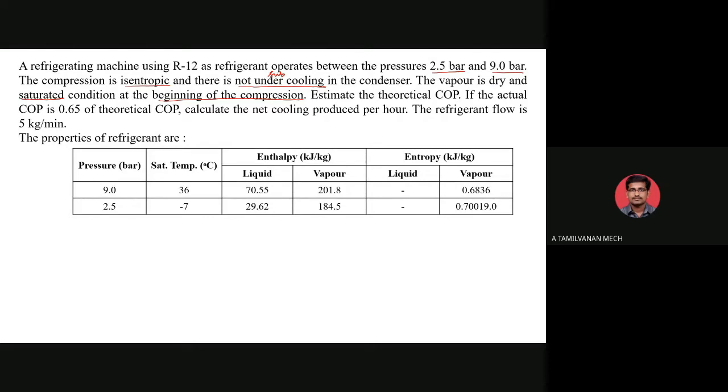Next, you are going to estimate the theoretical COP. If the actual COP is equal to 0.65 of the theoretical COP, calculate the net cooling produced per hour. The refrigerant flow is 5 kg per minute. Here in the table, the properties of the refrigerant are given in terms of pressure, temperature, enthalpy and entropy. Entropy is given only for the vapor.